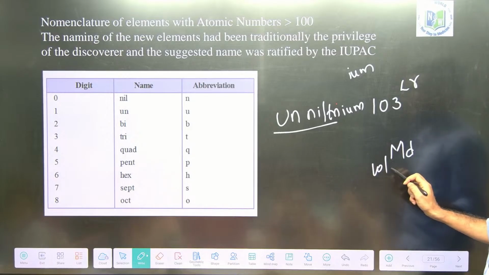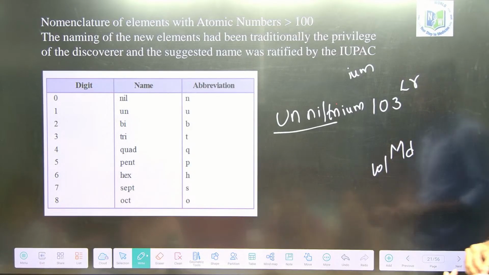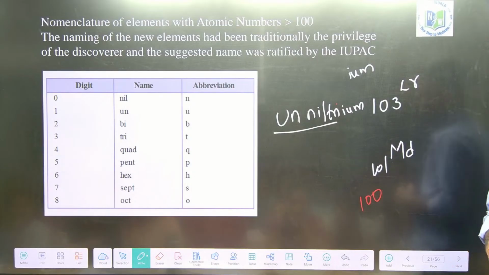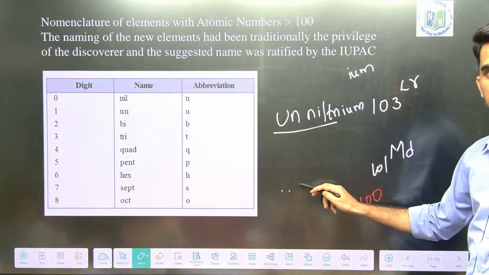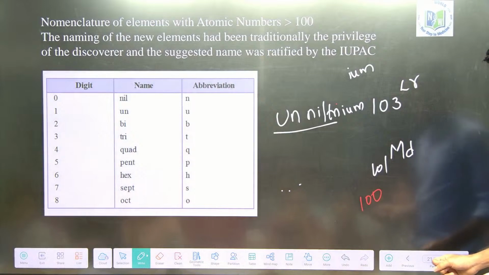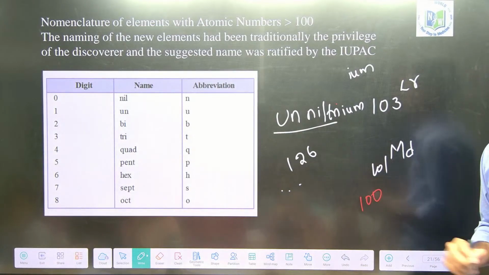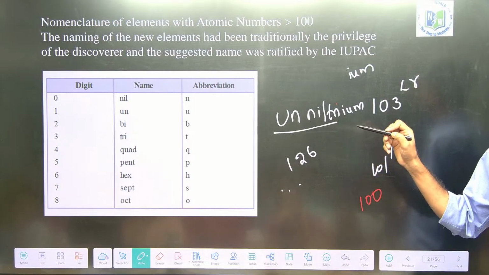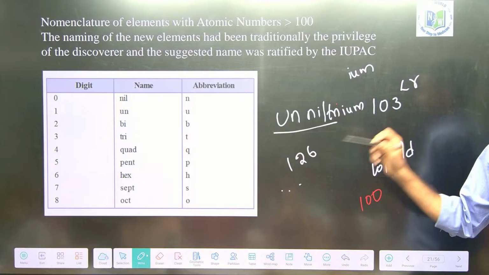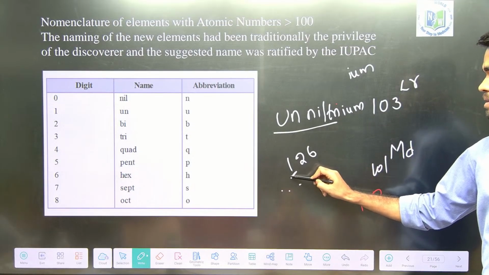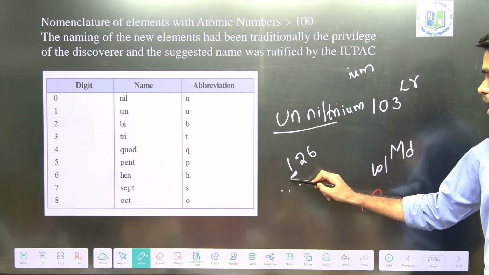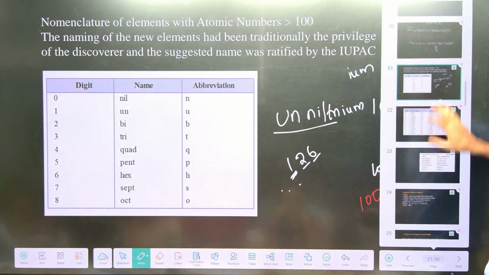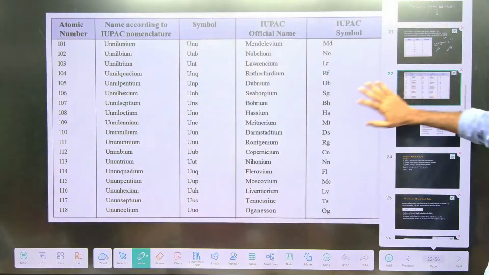Unnilunium, unnilunium. Okay, like that. If it is 100, unnil... Okay, next. If it is 126, un, bi, hex, ium. Okay, done with this. Okay, look at these ones.